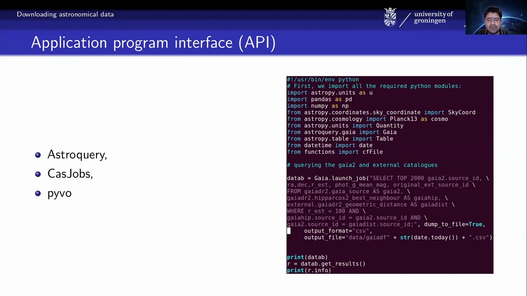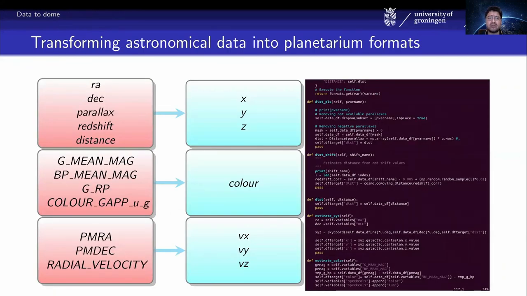And then once we have our dataset, we have to transform the data into appropriate planetarium formats. So we have to transform our raw data into X, Y, and Z variables, or color and velocities and radial velocities. To do this, we have to create a Python script or an R script. And this is also a time-consuming process.